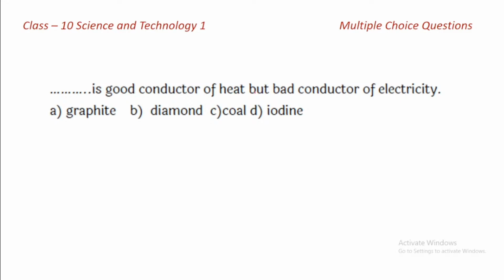Dot dot is a good conductor of heat but bad conductor of electricity. Graphite, diamond, coal or ivory. So the correct answer is option B, diamond. Diamond is a good conductor of heat but it is a bad conductor of electricity.